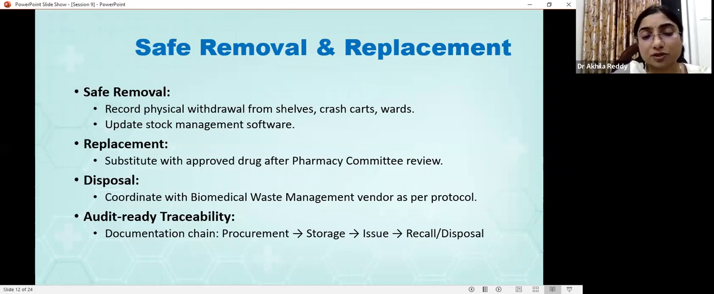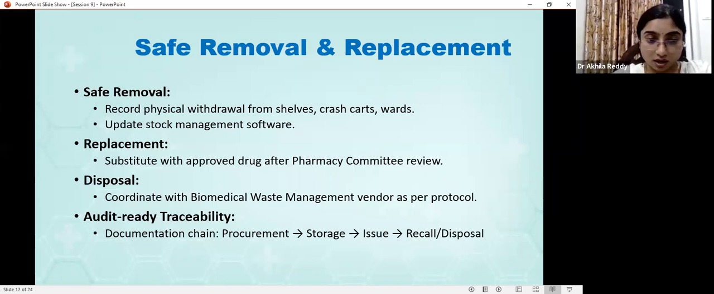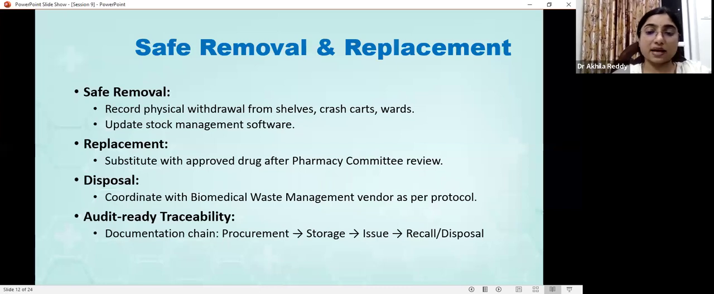And the replacement: substitute with the approved drug after pharmacy committee review. Yes, we have discussed the pharmacy committee review, and we are supposed to approve it. Then this committee has taken the decision to avoid a particular brand and to replace it with some other brand. So the replacement should be mentioned in the drug formulary by the decision of the PTC.